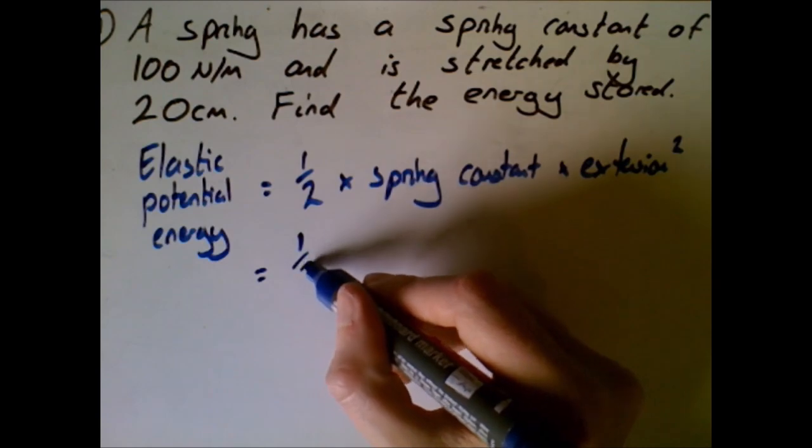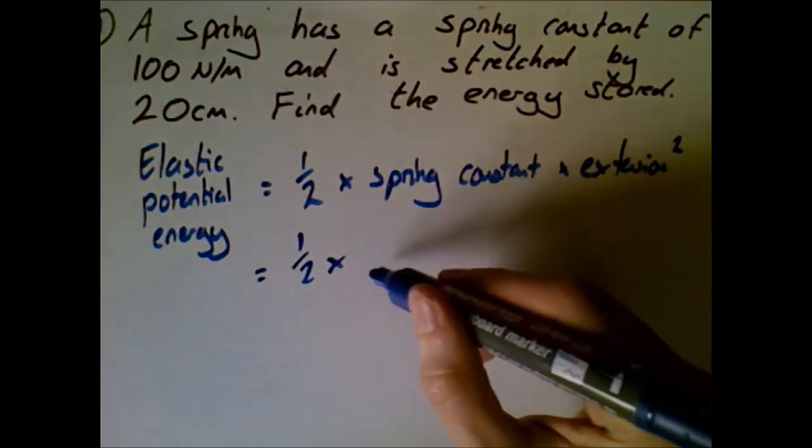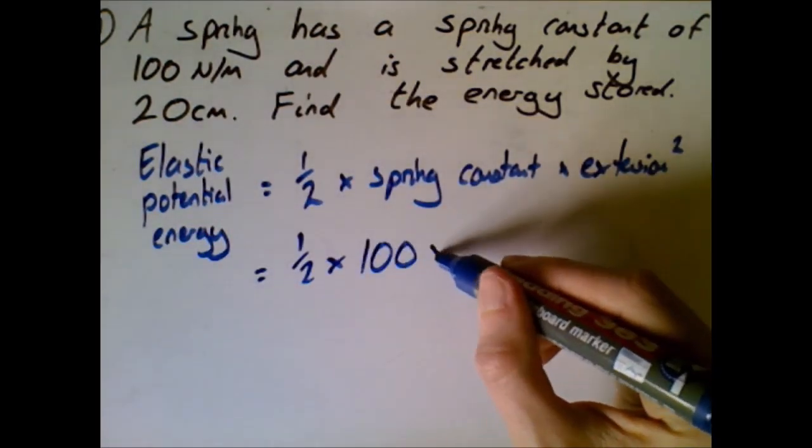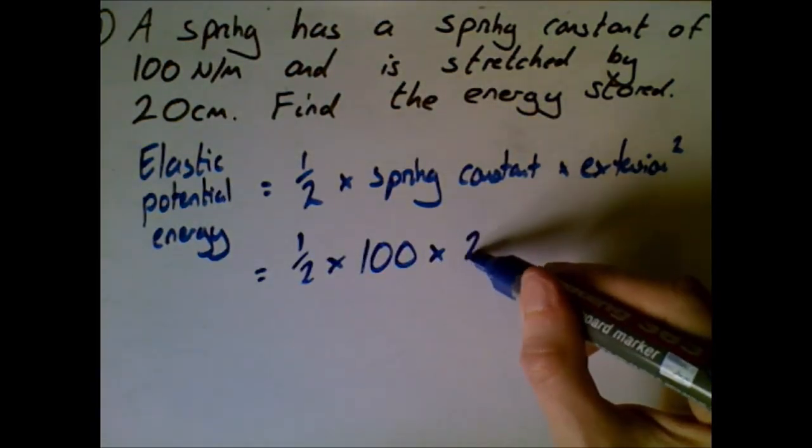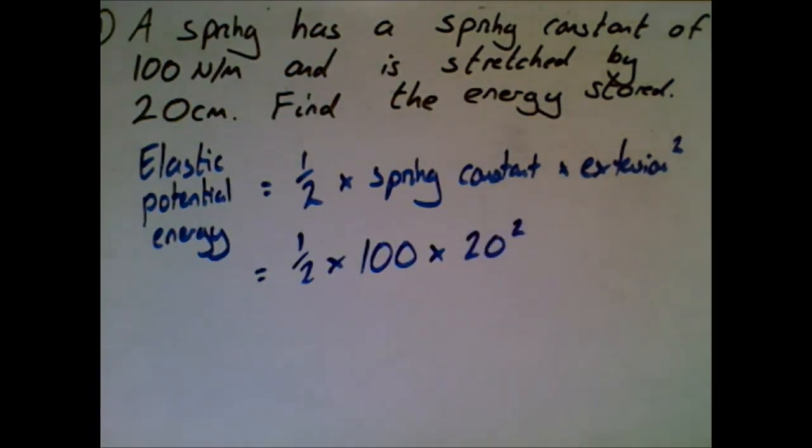So, half times spring constant, that's 100. Extension, 20 squared. Now, hopefully you are all shouting at your screens now that I've made a mistake. It's a very common mistake, and you know what, it would probably only cost you 1 mark, but we don't want to be losing even 1 mark. It's this 20, look.